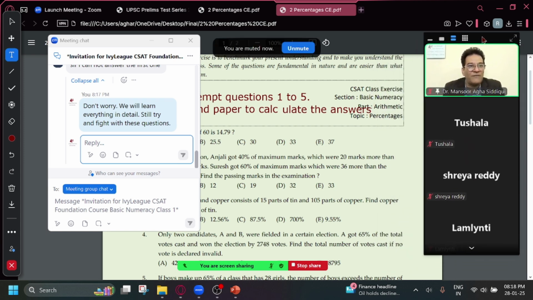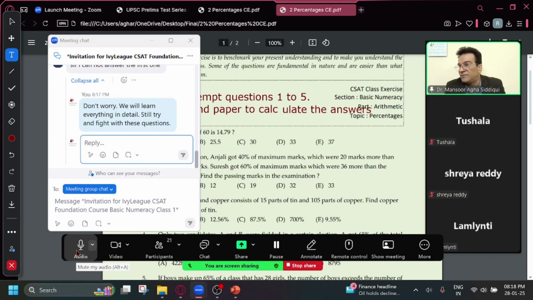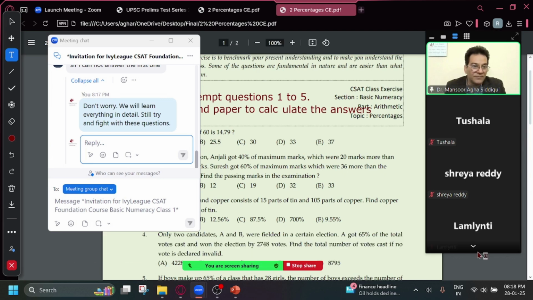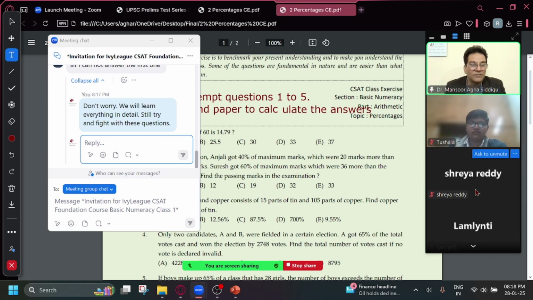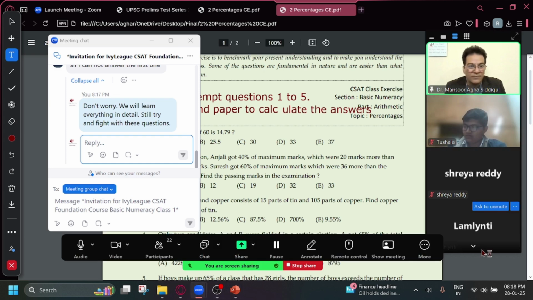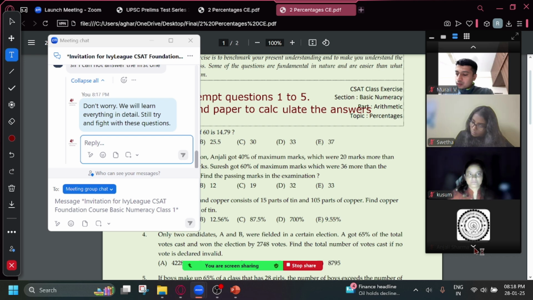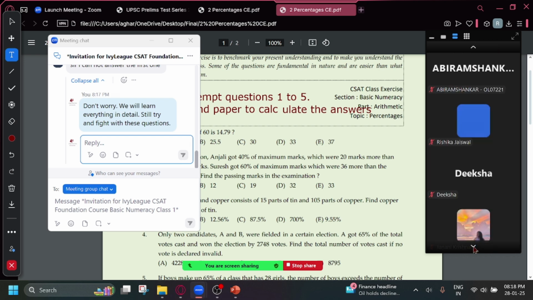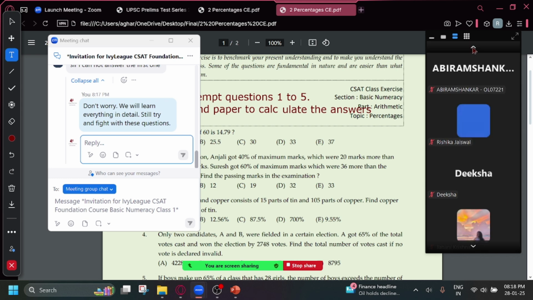And cameras are off. You need to turn on your cameras, guys. Priya, Lamlinti, Rishika, Diksha. This is for your own benefit.